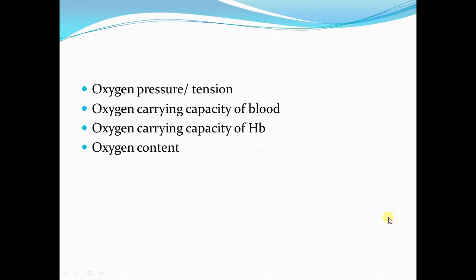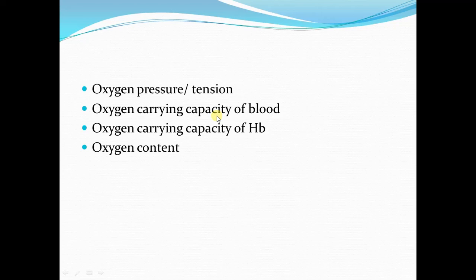The first term is oxygen pressure or oxygen tension. By oxygen pressure or oxygen tension, we mean the partial pressure of oxygen in the blood. Oxygen carrying capacity of the blood means the total amount of oxygen which is carried in each 100 ml of blood in dissolved state as well as in combination with hemoglobin.